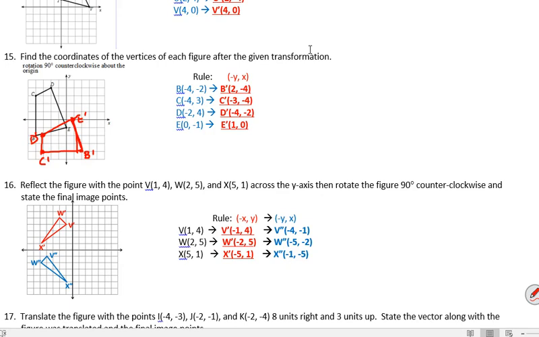All right, down here, number 16, it says reflect the figure with the points V, W, X across the x-axis. When we do that, we would negate the y, and we go ahead and plot those points. And then it says rotate the figure 90 degrees counterclockwise. And when we do that, it's going to be negative y, x. So ultimately, when we do this, it's going to flip the points, and it's going to change the value of the first point.